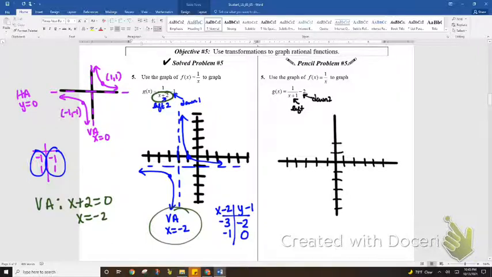So I'm just doing 5 each direction. Alright, so we said we're going to go to the left 1. So that means my vertical asymptote is going to shift to the left 1. And we said it's going to go down 2, so my horizontal asymptote is going to be down here at negative 2.